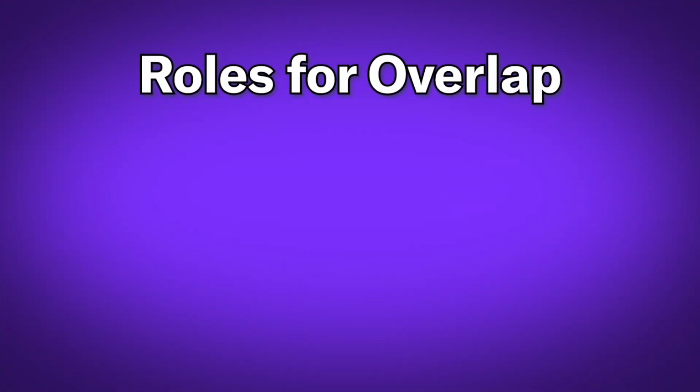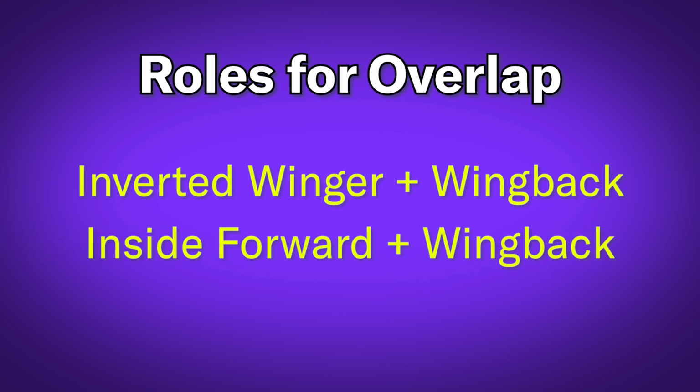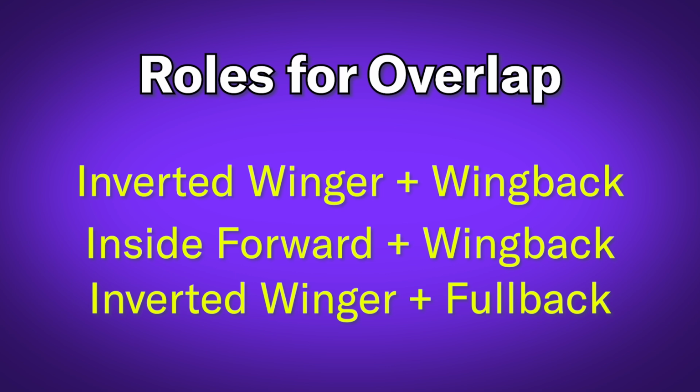Now, what role combinations can you use for the overlap and the underlap instruction? We'll start with the overlap then. What I've noticed and what I've been using on Football Manager is that a very good combination is to have the inverted winger or the inside forward playing alongside a wing back on support duty, a fullback on attack duty, or maybe a complete wing back on support.